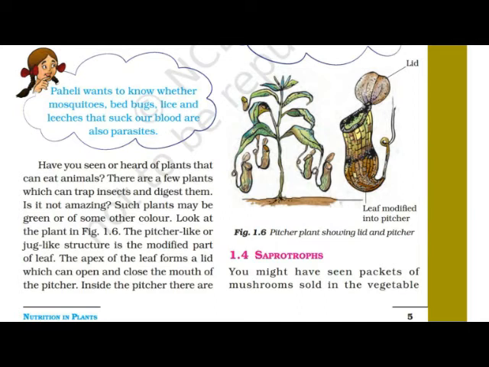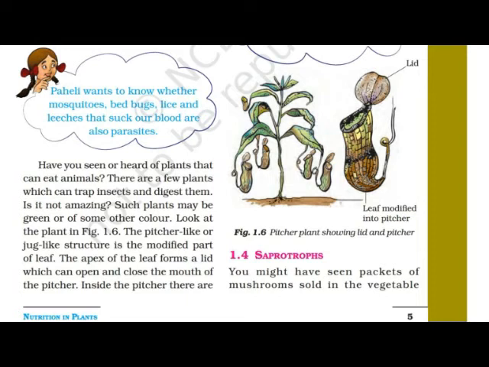The pitcher like structure is a modified part of the leaf. You can see in the figure where the pitcher like structure is the modified part of the leaf. The apex of the leaf forms the lid. You can see that in the figure. The upper part of this pitcher is a kind of lid which can open and close the mouth of the pitcher.